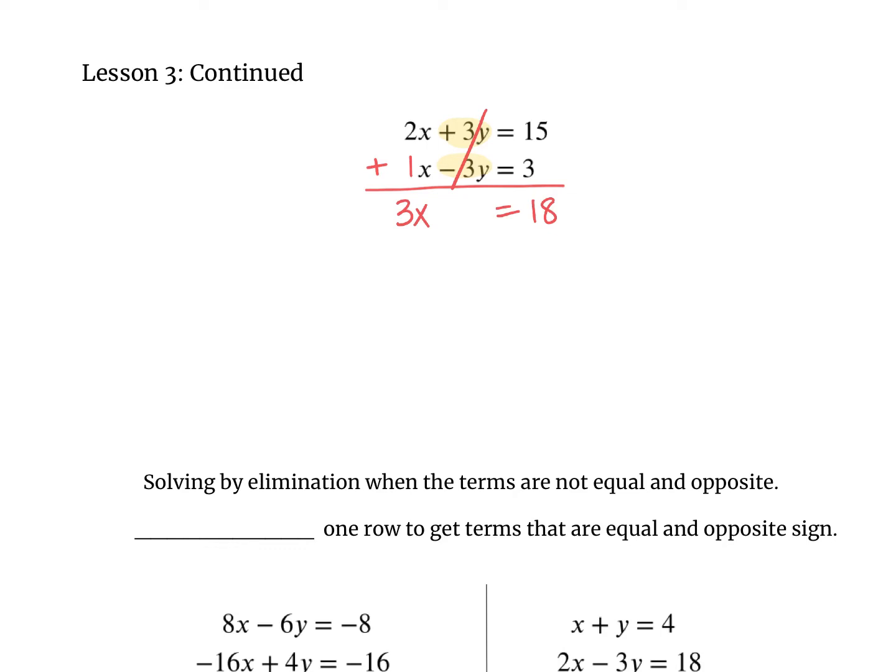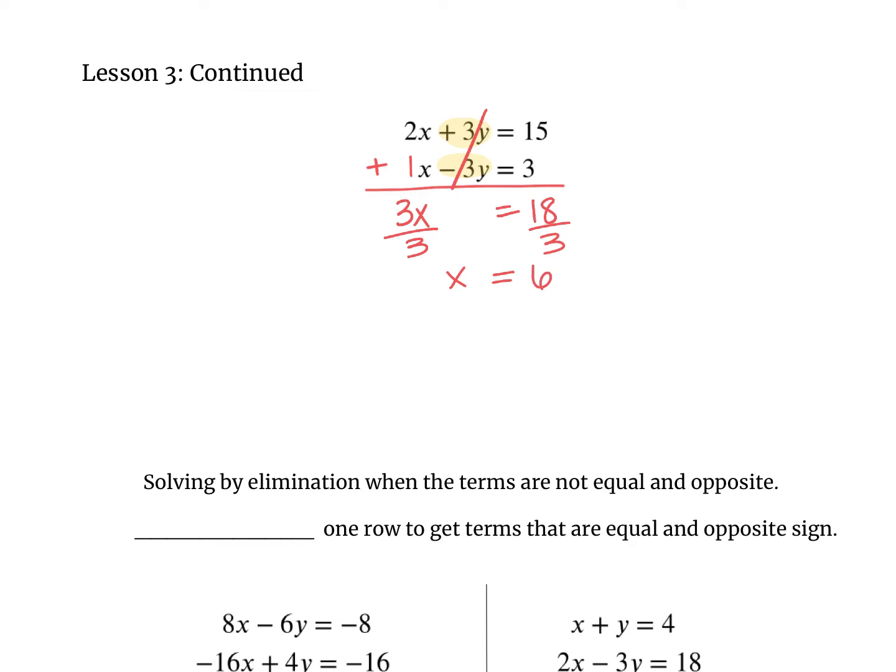Our next step is to solve for x. So to solve for x here, x has a coefficient of 3, and to undo that, to get rid of it, we're going to divide by 3 on both sides. So we get x on the left equals 18 divided by 3, which is 6.